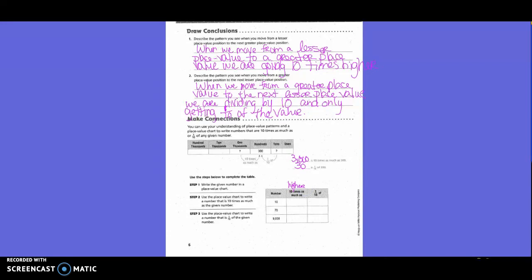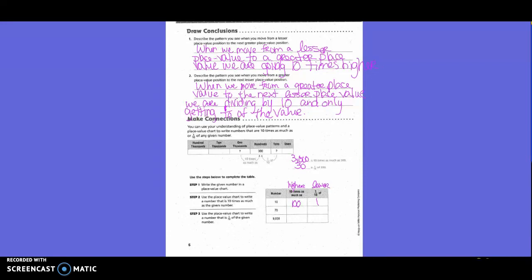And then if you want 1/10 of something, you want to go lower because they're saying 1/10 of 10. So this would be a lower number than your original number. So going back to 10 times as much would be what? 10 times as much as 10 would be 100. And 1/10 of 100 would be 1. Okay? Now, and then it says use the place value chart to write the 10 times as much and then the 1/10. And we did that, right?